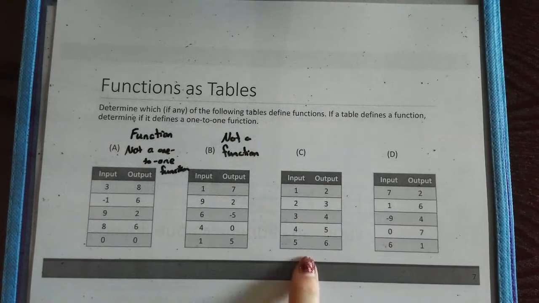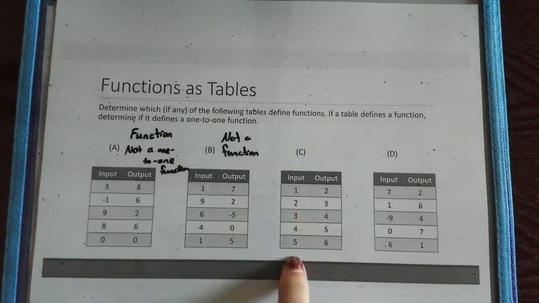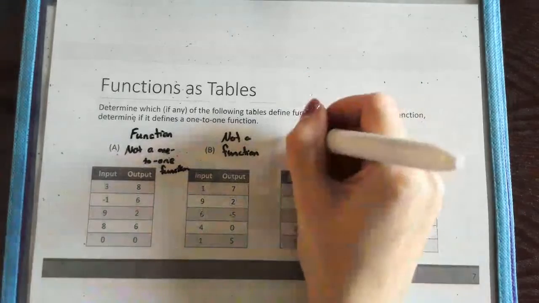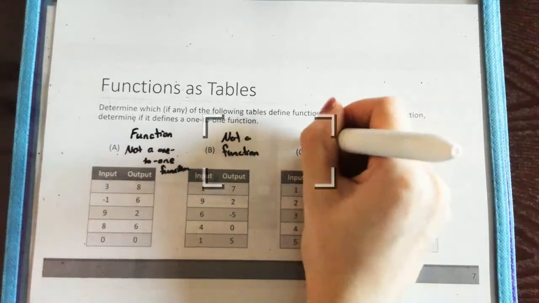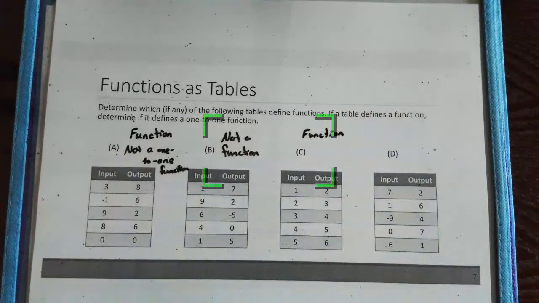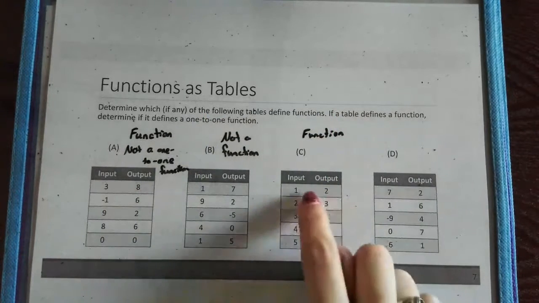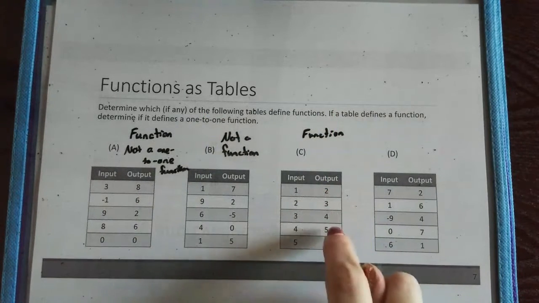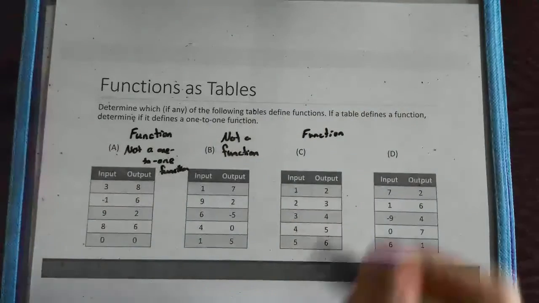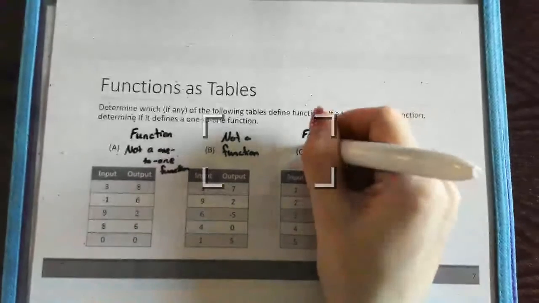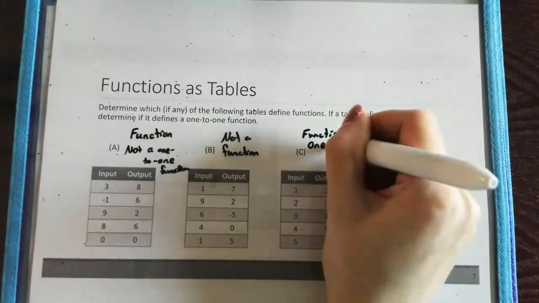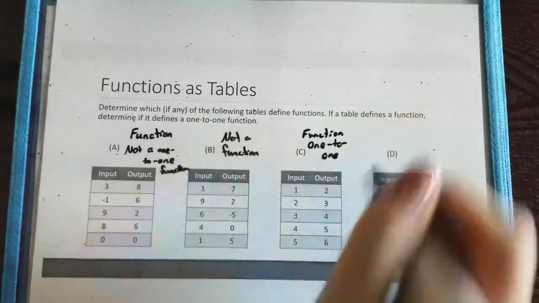Letter C, is it a function? We have all different inputs. None of those repeat, so it is a function. Let's check to see if it's one-to-one. Does each output have only one input? Output of 2 goes to 1, 3 goes to 2, 4 goes to 3, 5 goes to 4, 6 goes to 5. Yeah, this one's a one-to-one function because each output has only one input.